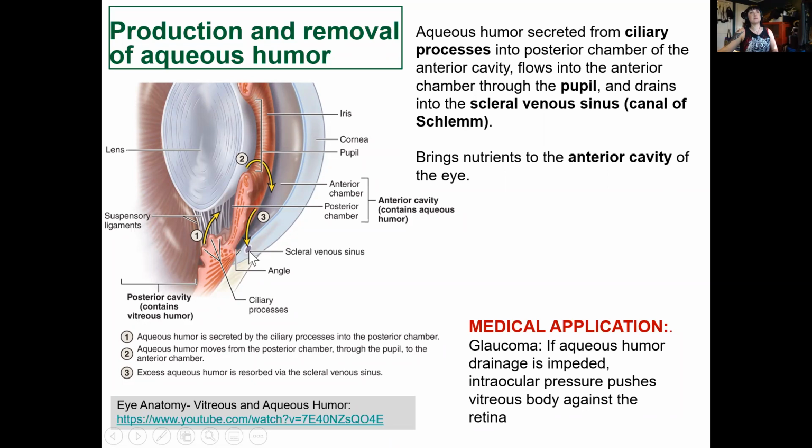So this is supposed to be produced at the same rate it's being reabsorbed. If you have vascular abnormalities or issues where reabsorption is impaired, you can get glaucoma, which is basically a pathological increase in intraocular pressure. And then what that ends up doing is pushing everything back, and it pushes the vitreous body against the retina, and that can cause blindness if it's left untreated.